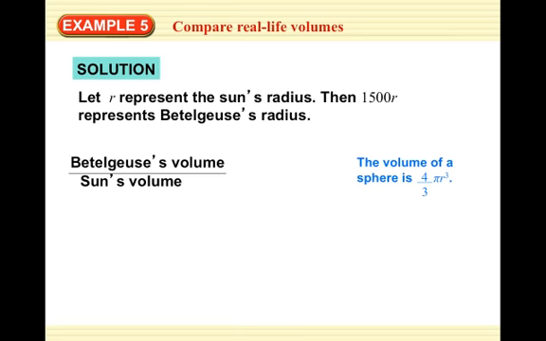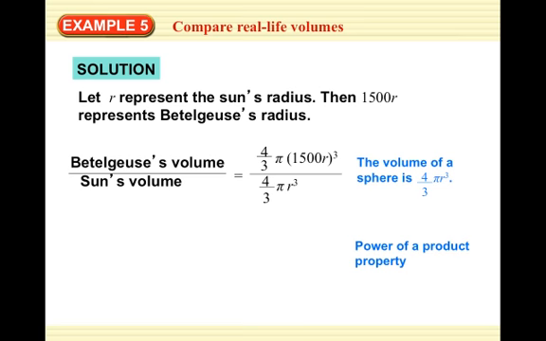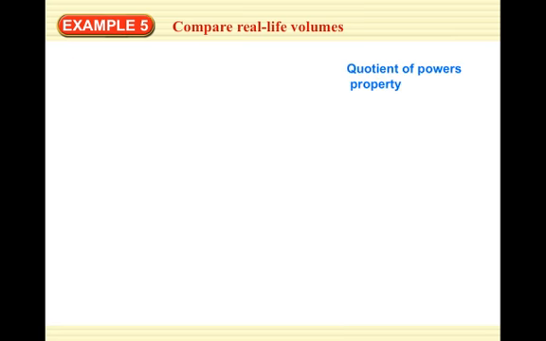Remember, the volume of a sphere is 4/3 pi r cubed. So for Betelgeuse, that's going to be 4/3 pi times 1,500 r cubed. And the sun's volume, we're just using 4/3 pi r cubed because we're letting r represent the sun's radius. Okay, so we're going to use the power of a product property. So that means that we'll have 1,500 cubed times r cubed. Let's see, the 4/3 cancel, the pi's cancel.